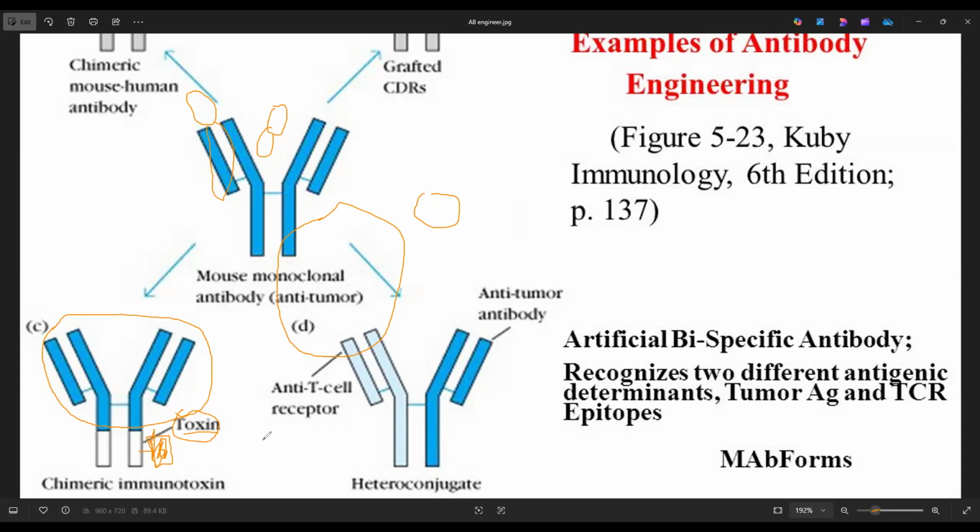So we can target tumor cells with the help of immunotoxins, and we can kill those target cells with the help of this strategy. You can see that most of this antibody belongs to the mouse and a small part belongs to the toxin, or we may conjugate this purified toxin with a part of the Fc part, and then we can use it as an immunotoxin.